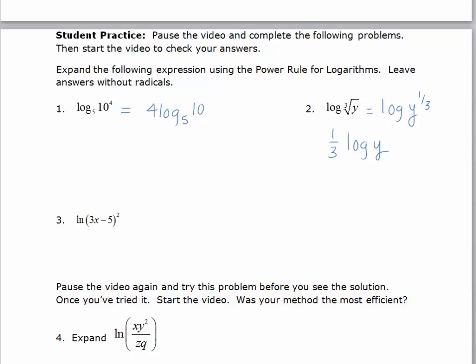Here we have the argument being raised to the second power. Remember, that's not the same thing as the natural log of 3x minus 5 raised to the second power. In this case, we wouldn't be able to use the power rule, but here we can. It's 2 times the natural log of 3x minus 5. And since we're not allowed to expand a sum or a difference, this is as far as you can go with this. This is expanded.